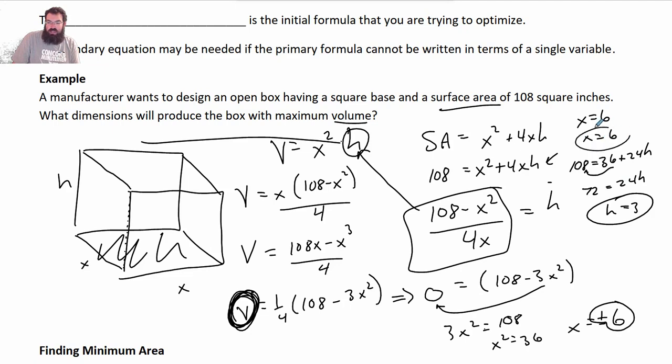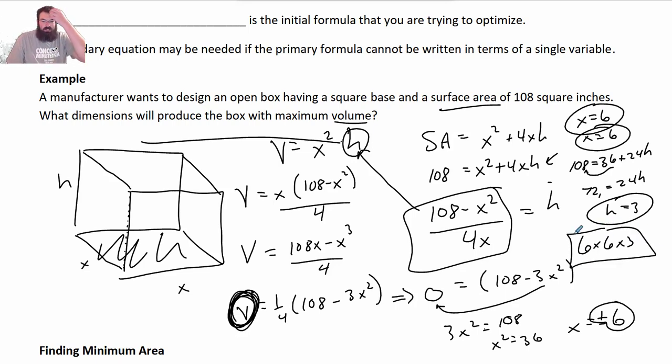So h is equal to 3, and x is 6. So the dimensions would be 6 times 6 times 3, or 6 by 6 by 3. Okay, there we go. And make sure you have units. Does it tell you units? Yes, it does. Inches. So it'll be 6 inches by 6 inches by 3 inches. Okay, there you go for the first example. Let's go on to the second one.